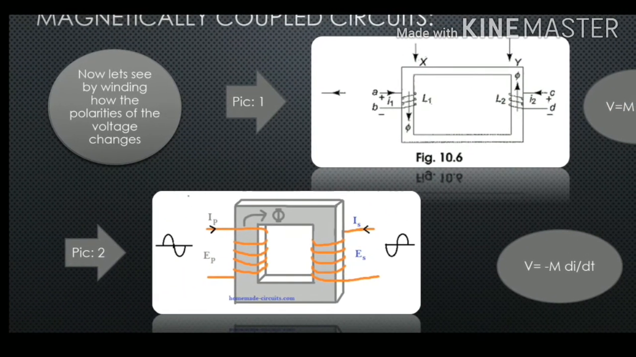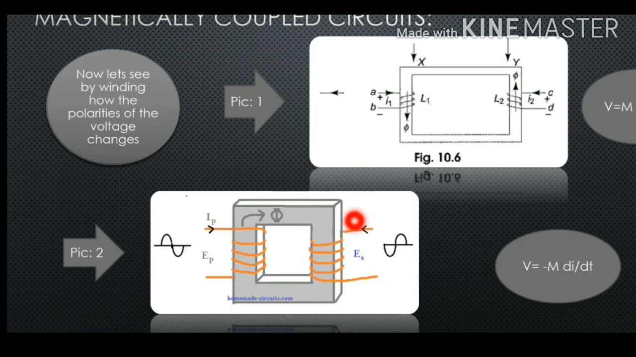In the second image you can see that the secondary coil is the same as in the previous case. It is wound from left to right, but the primary coil is wound from left to right instead of from right to left, so that the flux moves in the upward direction in this case.